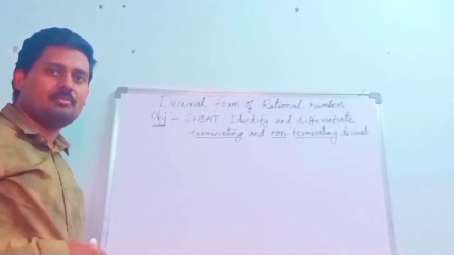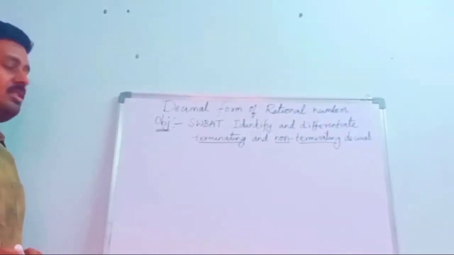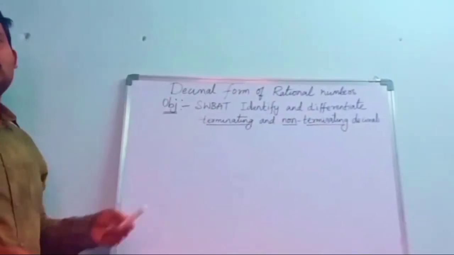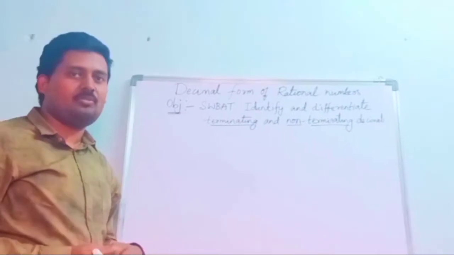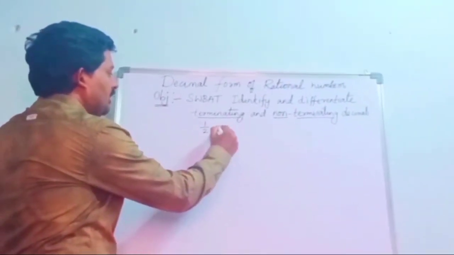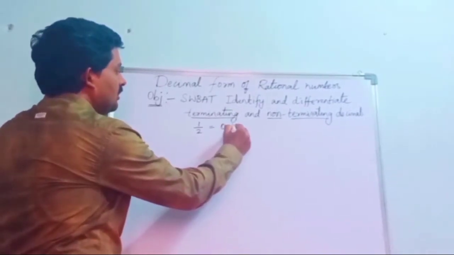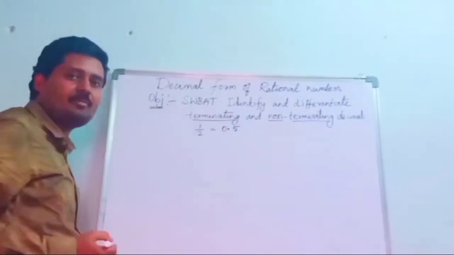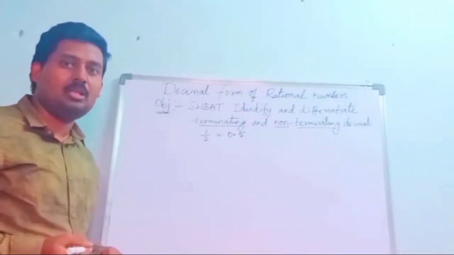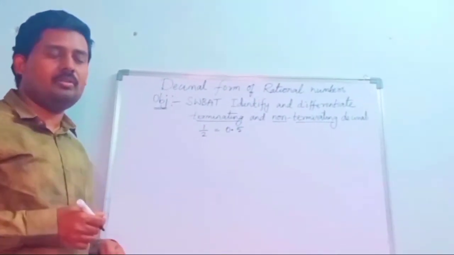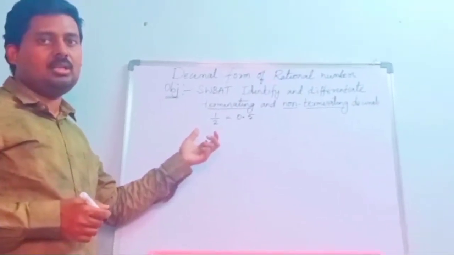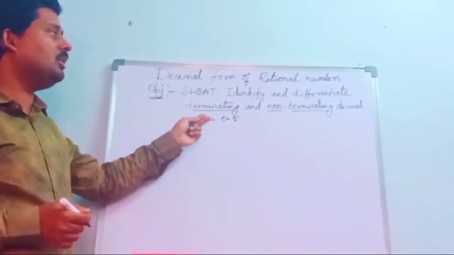Hello students, welcome back. In the previous video we have already seen how a rational number is transformed into a decimal form. Right? For example, we have taken 1 by 2, which is nothing but 0.5. This is a rational form and this is a decimal form. In this video we will try to learn what steps are involved to change a rational form into a decimal form.